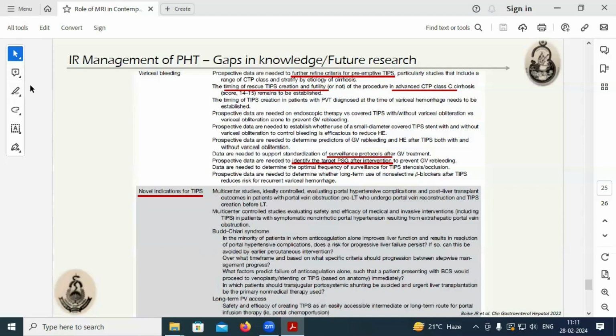So I think this is food for thought, which I give to myself, to the audience, and to all the junior interventional radiologists who are intending to do some research in the field of portal hypertension. So I think with this, I come to the end of my talk.